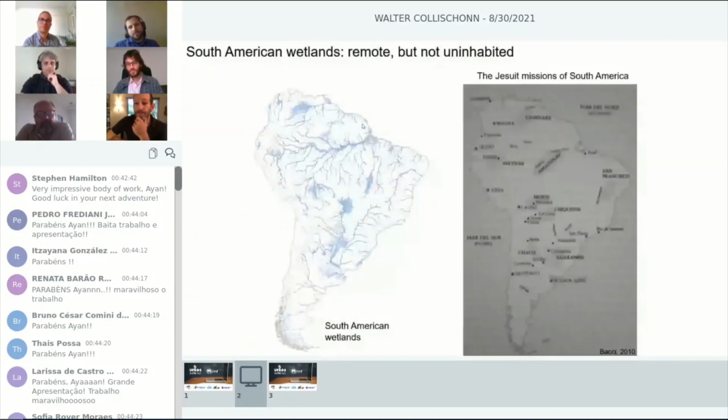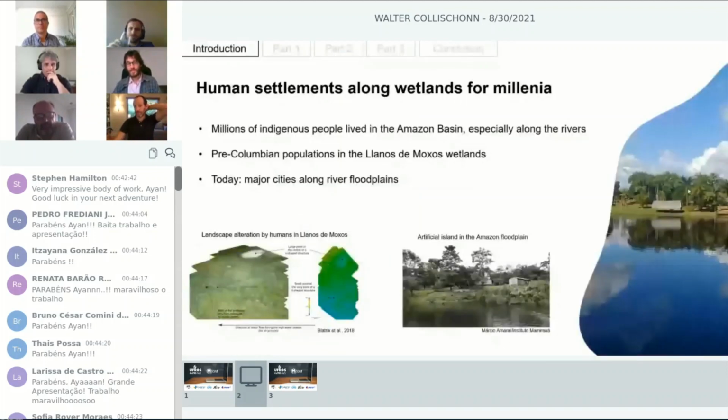And although these wetlands can be considered remote by some people, and indeed they are relatively remote, they definitely are not uninhabited. And it's not a coincidence that the map of South American wetlands resembles very much the map of the Jesuit missions across South America. Actually, much before the Europeans arrived, millions of indigenous people lived along wetlands, especially in the Amazon, where we estimate around 10 million people living along river floodplains. And these societies have largely altered the landscapes and interacted with the flooded landscapes. And today we still have many urban areas and major cities lying along river floodplains.